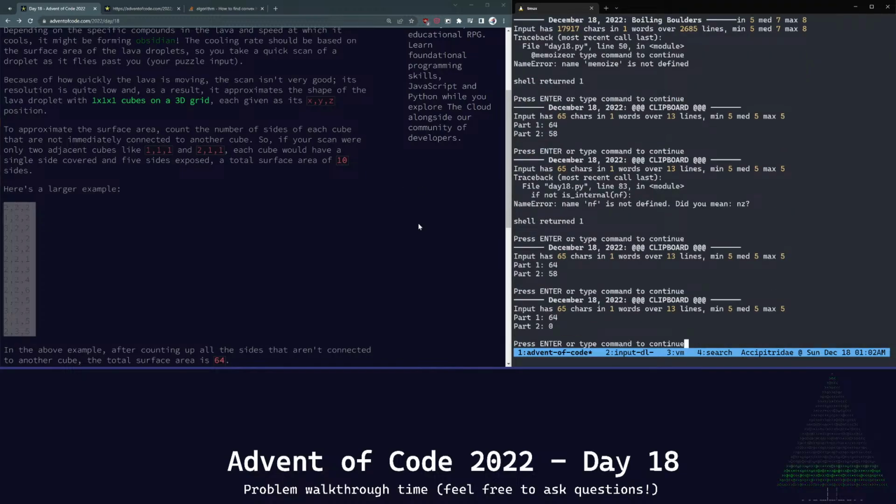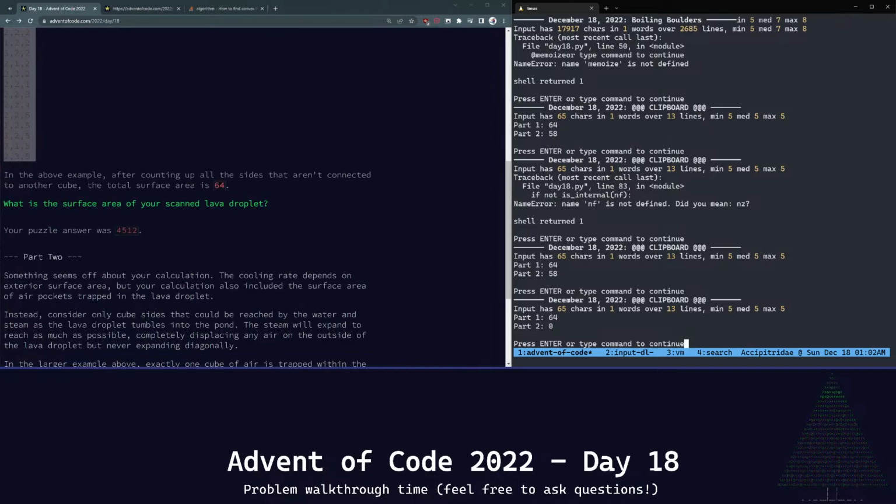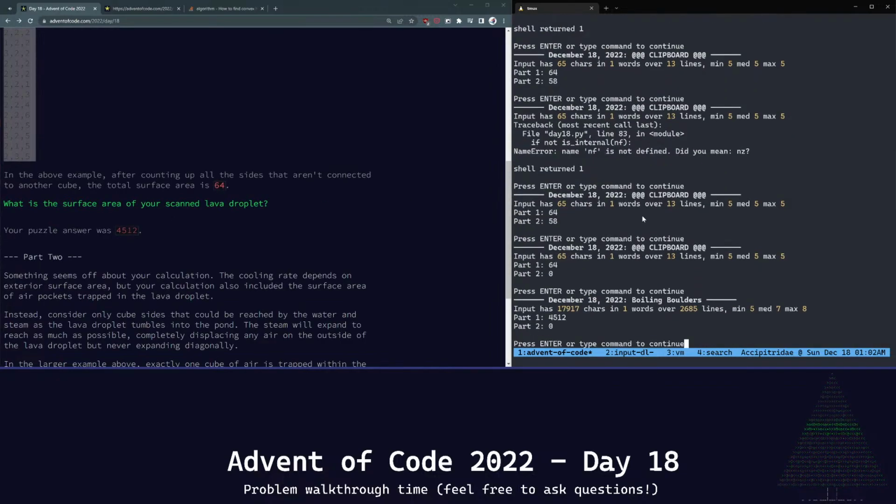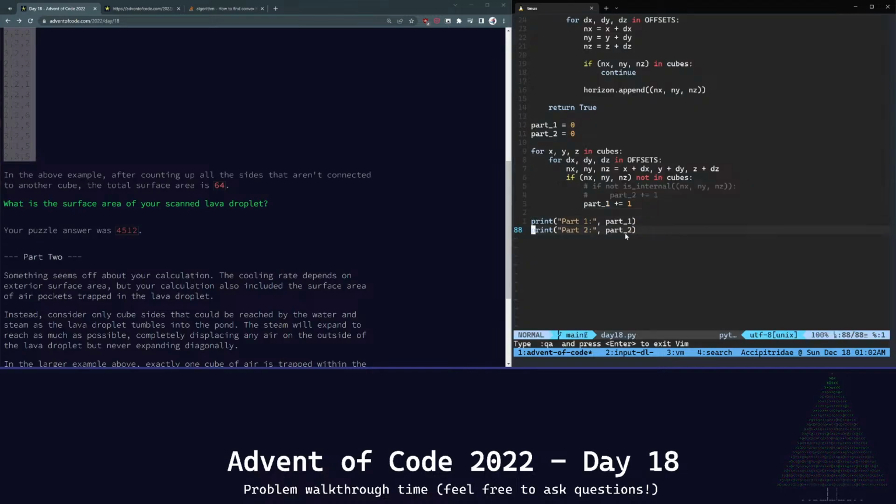So if we run that, we get 64 here for the sample, and running it on the real input, we get 4512, which is what's expected.